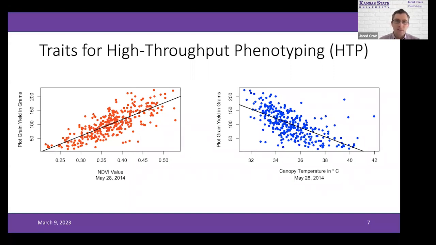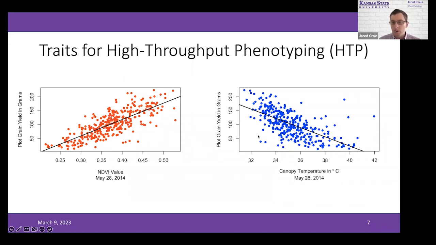grain yield. These are two graphs of high throughput phenotyping traits. On the left-hand side is NDVI, the normalized difference vegetation index, plotted against the grain yield in grams for small plots. NDVI usually has a very strong positive relationship. The higher that NDVI value is, in some ways you can think of it as the greenness of the plant. The more green and robust that plant is, most likely the higher that plant's yield is going to be, and we see that trend through this data.